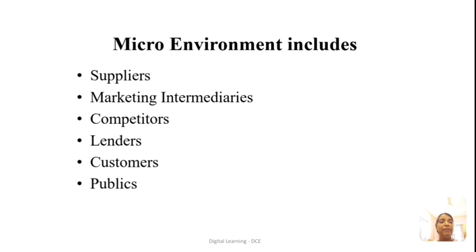So micro environment includes, as I have already mentioned, suppliers. Now who are suppliers? The providers of inputs like raw material and components to the company for the purpose of production. We call them suppliers. Marketing intermediaries are nothing but middlemen who will supply the company's goods to the final consumers, and it includes channels of distribution like wholesalers, retailers, and finally retailers will sell the product to the customers.